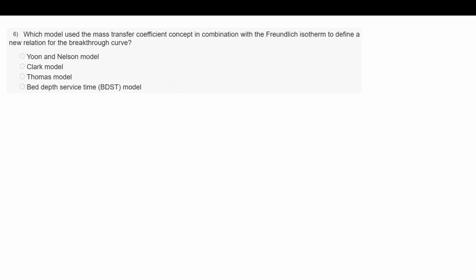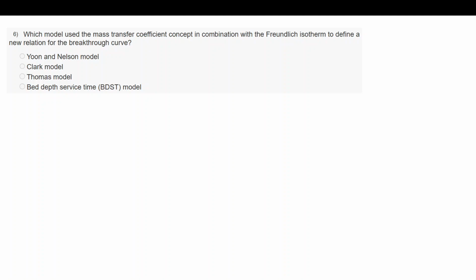Next question is which model used the mass transfer concept in combination with Freundlich isotherm to define a new relation for the breakthrough curve. So what is it? That is nothing but the Clark model.